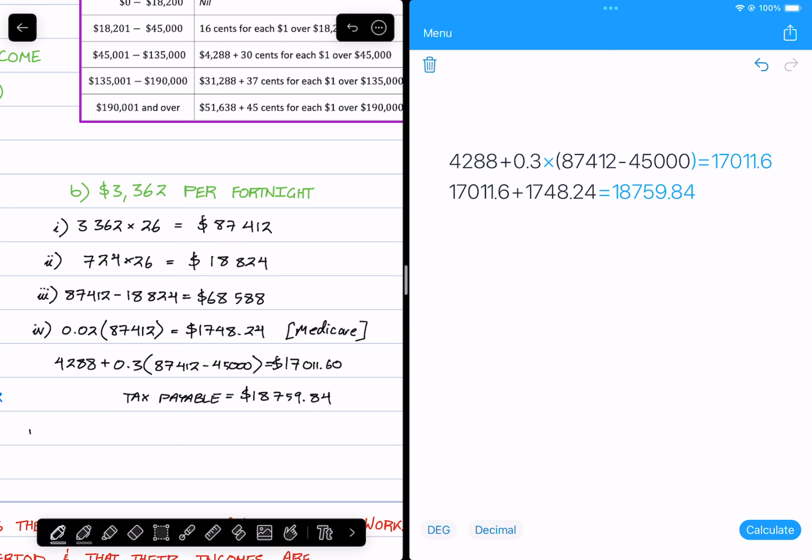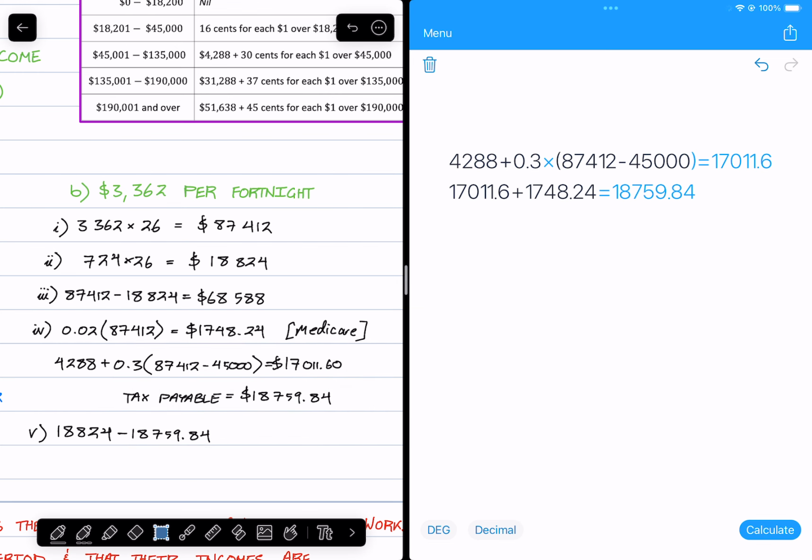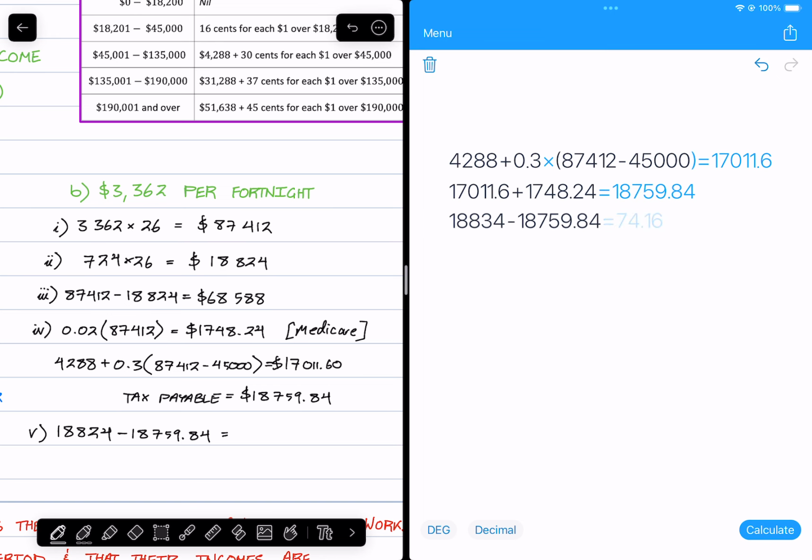And so for a tax return, it's just what this person has already paid, 18,824, minus what is expected to be paid. We can easily calculate that. So it's going to be 18,824 minus what is expected to be paid. So this person gets a tax return of $74.16.